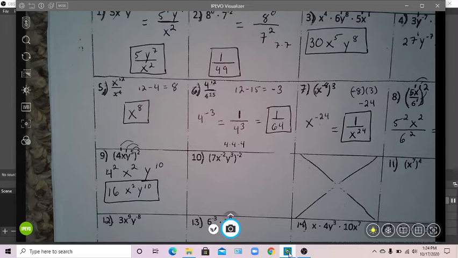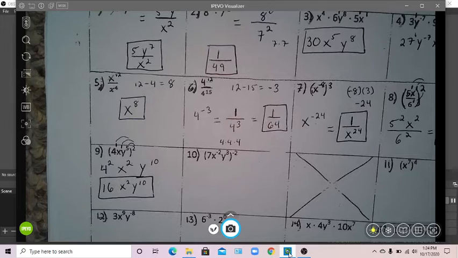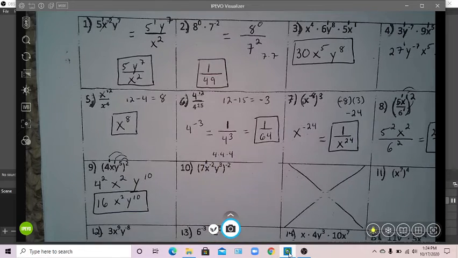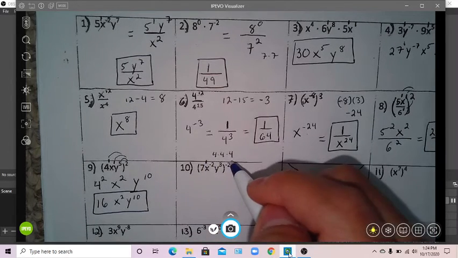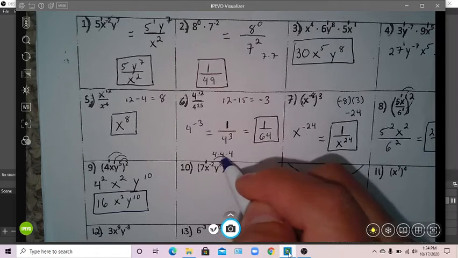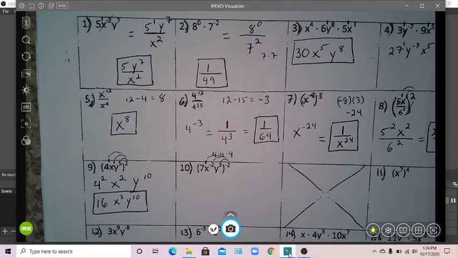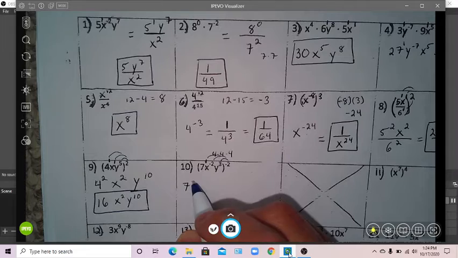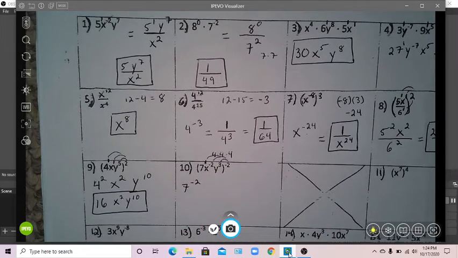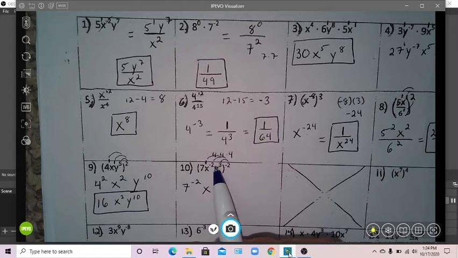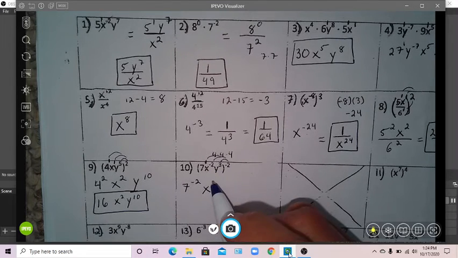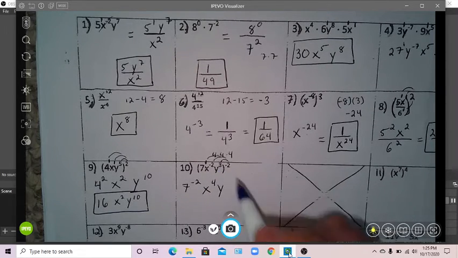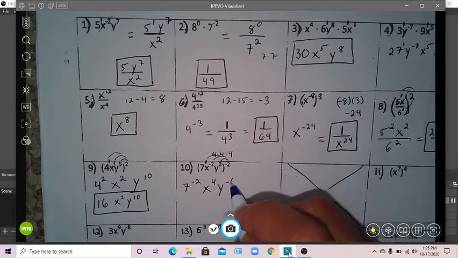And then the last one, number 10. Anything that doesn't have an exponent, let's write an exponent of 1 on it. The 7 has an exponent of 1 on it. I'm going to write an exponent of 1 on that 7. I'm going to multiply this negative 2 in. So for the 7, 1 times negative 2 is negative 2. For the x, negative 2 times negative 2 is positive 4. And for the y, 3 times negative 2 is negative 6.